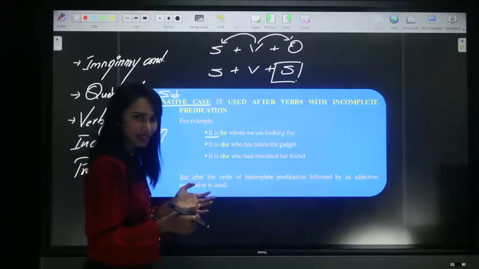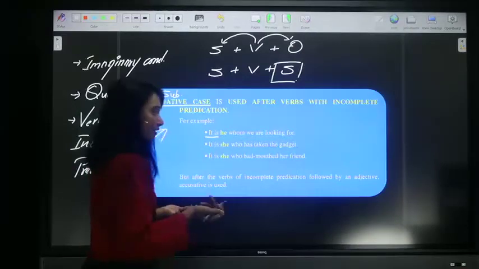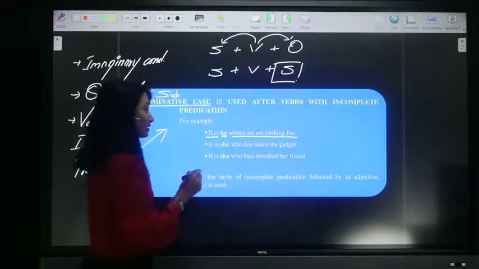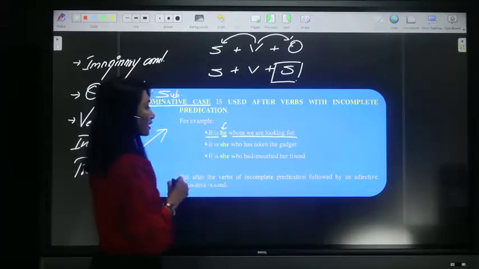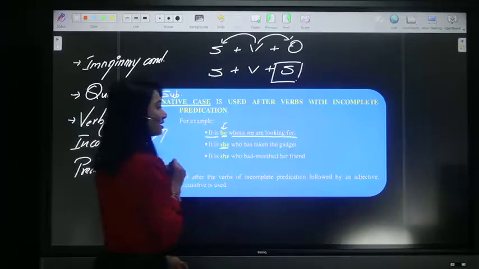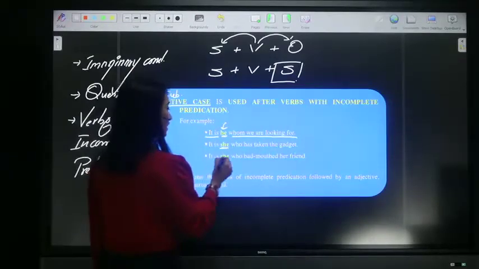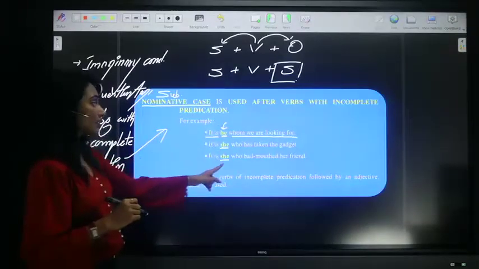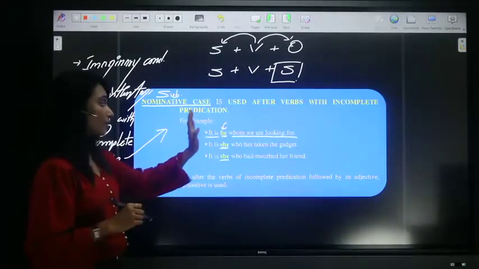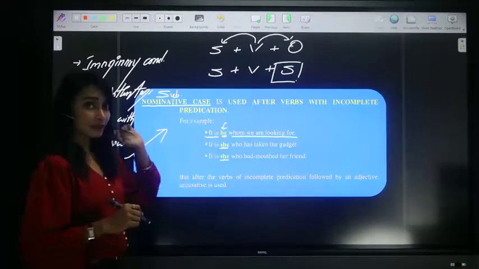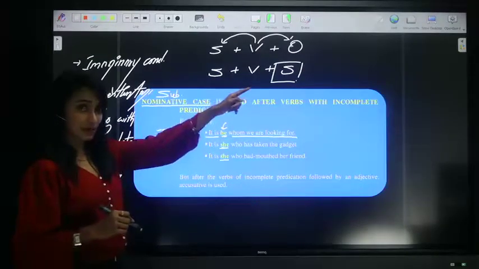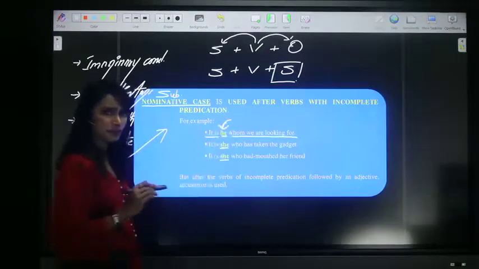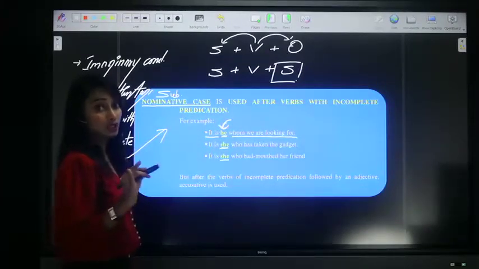For example, it is, it is subject, is verb. Is it giving complete sense? No. It is what? He whom we are looking for. See, here we use subjective case. It is she who has taken the gadget. It is she who badmouthed her friend. Only with subjects and predicates we go with subjective case, because here the predication is incomplete. If the predication is complete, we use objective case only.